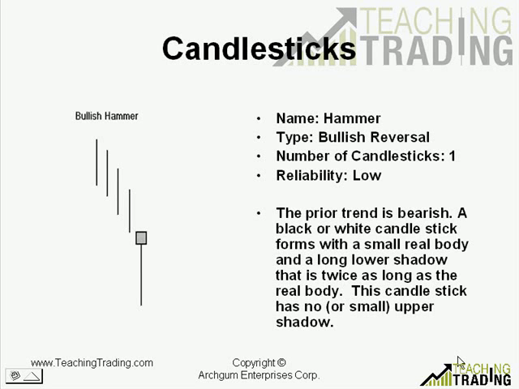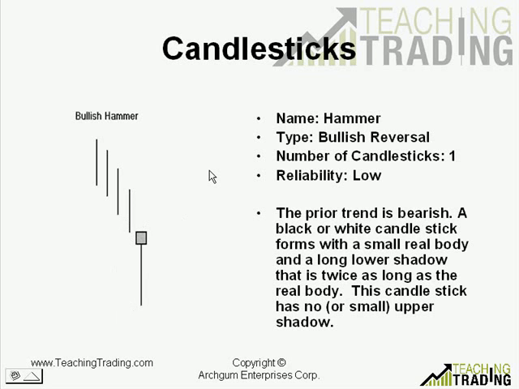So here we have the first of our candlestick patterns, which is called the hammer. The type is a bullish reversal, and that means that the current trend is bearish. So we have a downtrend. Then all of a sudden, we have this candlestick pattern forming, and this is called a hammer. When we see the hammer, there is a probability that this downtrend will become an uptrend. So it is a bullish reversal.